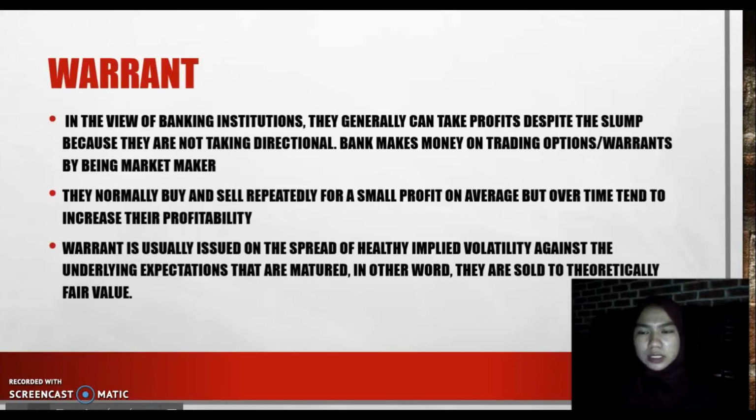The first one is warrant. In the view of banking institutions, they can generally take profit despite a slump because they are not taking directional positions. Banks make money on trading options and warrants as the market maker. They normally buy and sell repeatedly for a small profit on average, but over time tend to increase their profitability. Warrants are usually issued on the spirit of healthy implied volatility against the underlying expectations that are matured. In other words, they are sold at theoretically fair value.